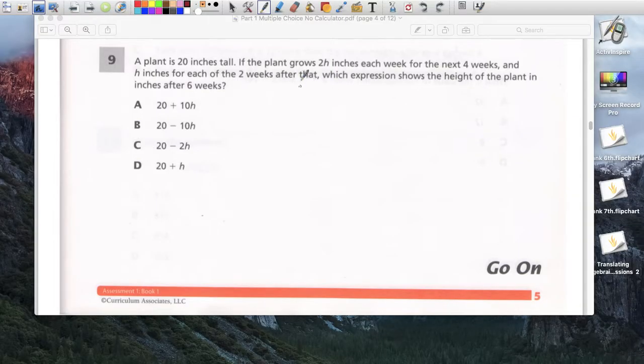The plant is 20 inches tall. The plant grows 2 inches each week for the next 4 weeks and 8 inches for each of the 2 weeks after that. Which expression shows the height of the plant in inches after 6 weeks? So a plant is 20 inches tall, 2 inches per week for the next 4 weeks. So 2 inches each week, right?